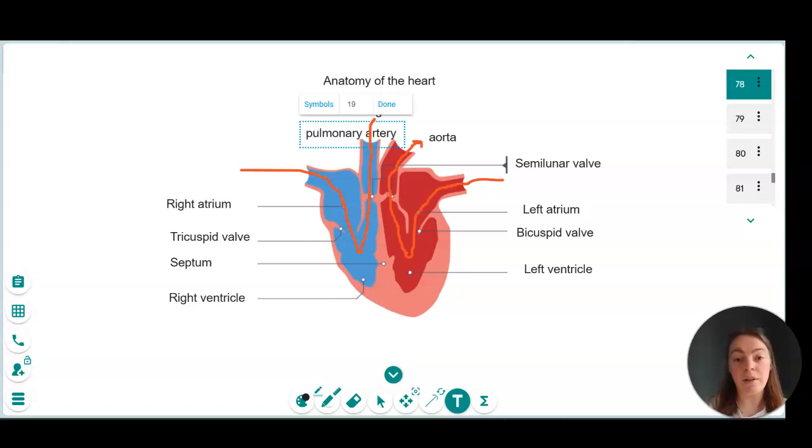Now remember, the semilunar valve is there to stop the blood flowing back from the aorta back into the left ventricle. So once the blood reaches the aorta, this then distributes to the rest of the body. Right, so that is just a quick overview of the anatomy of the heart.